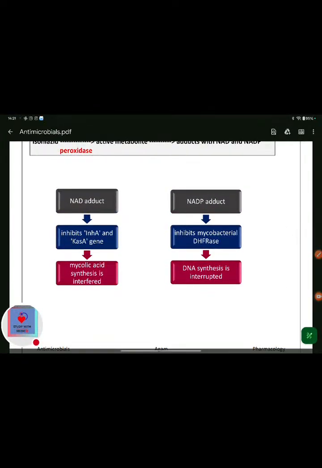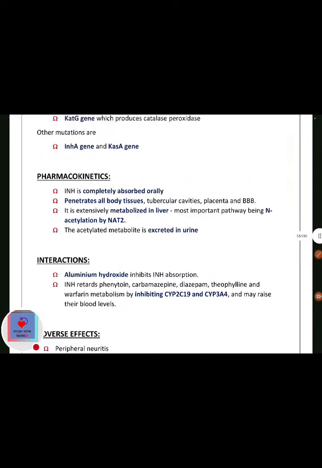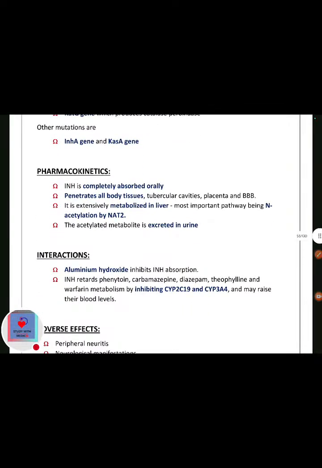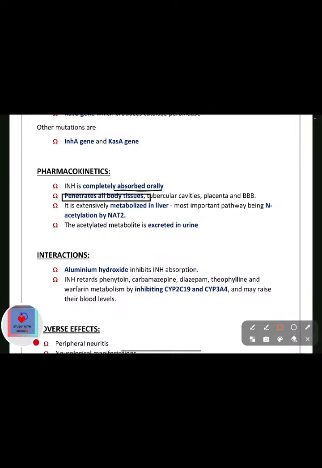Talking about the pharmacokinetics, it's completely orally absorbed, so it can be given orally, and it penetrates all body tissues. So tuberculous cavities, placenta, blood-brain barrier, meninges, everything can be treated.